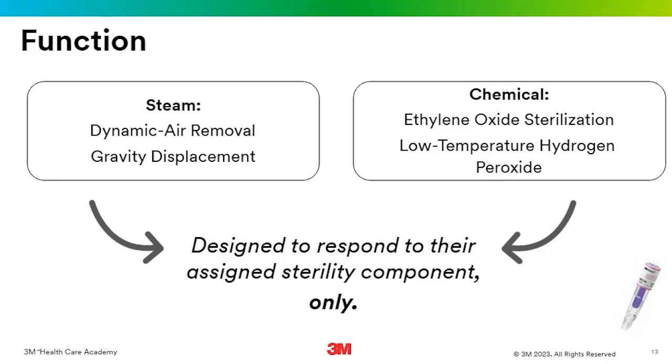But these types of sterilization have their own indicators, chemical and biological, that are designed to respond to their assigned sterility components only. I always find it interesting when the new technician comes up to me and says, I put this in the hydrogen peroxide sterilizer and the tape didn't change. And I'm like, oh no, don't tell me I have to call the service person again. It takes them so long to get here.